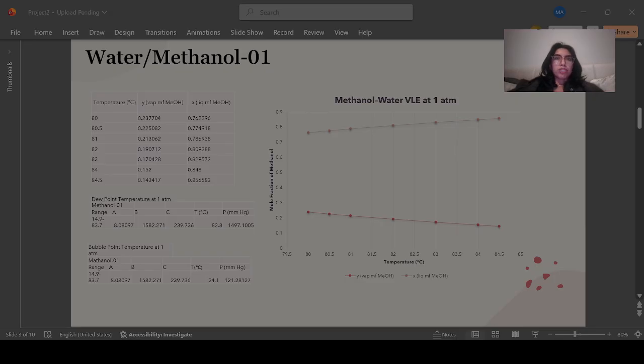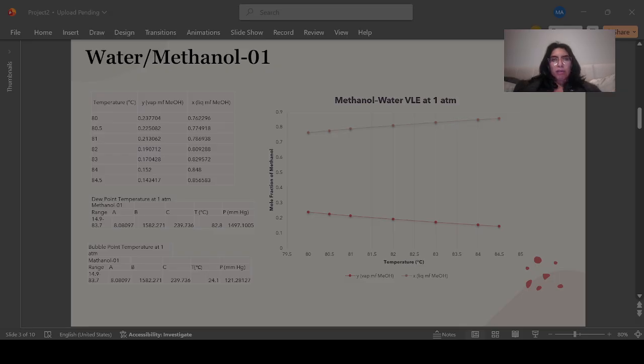The dew point temperature was a little bit higher, at 82.8 Celsius. This temperature is where the vapor first starts to condense, and once it does, the liquid that forms is almost all water, about 96% water and 4% methanol. This makes sense because methanol likes to stay in the vapor phase, so the first liquid that condenses is mostly water.